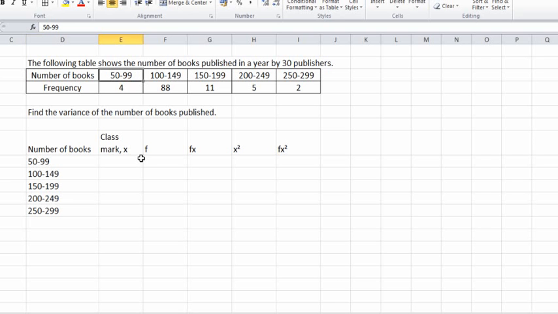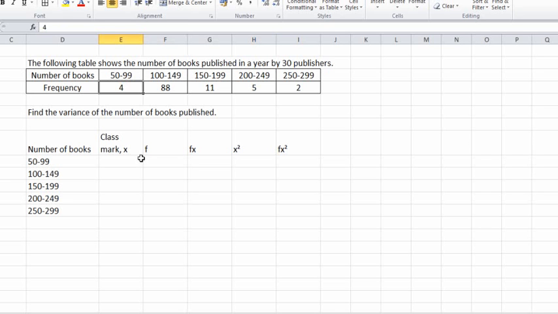So we round up the number of books that is between 50 to 99. And then 100 to 149. So it's multiples of 50, and then 150 to 199, 200 to 249, 250 to 299. So these are the frequencies.